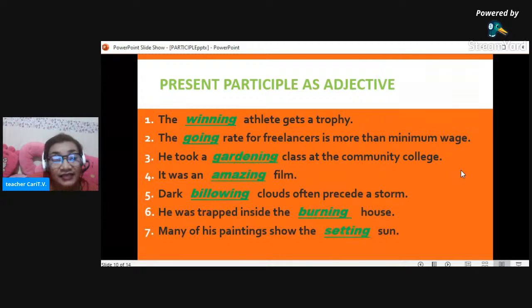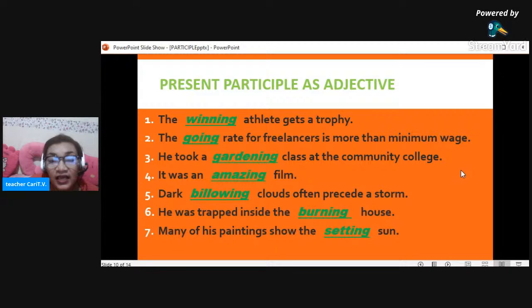Present participle as adjective. So we can see here the words highlighted with green color and underscore. What kind of athlete? Winning, correct. What kind of raid? Okay. He took a gardening class. What kind of film? Amazing film. Dark, glowing clouds. What kind of clouds? Glowing.